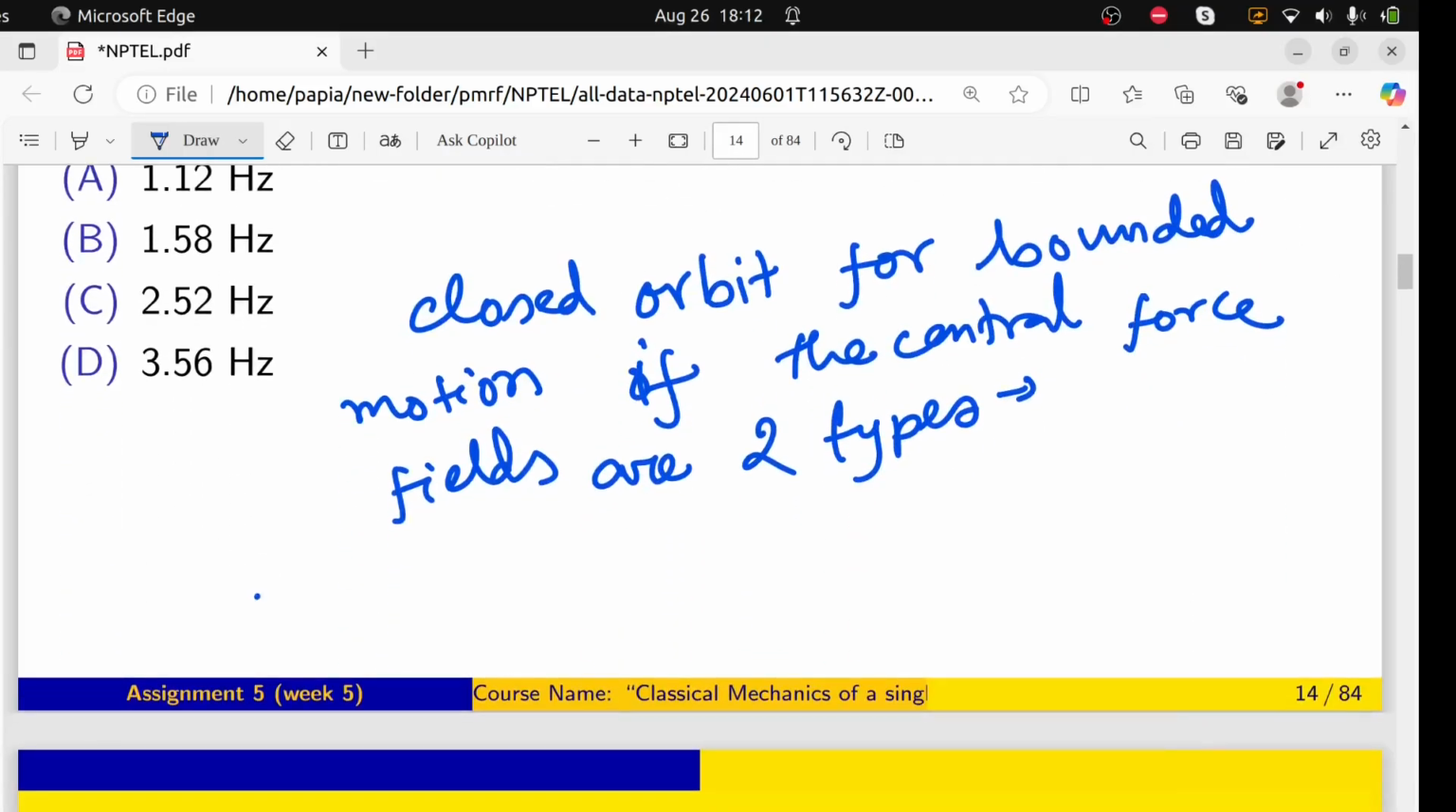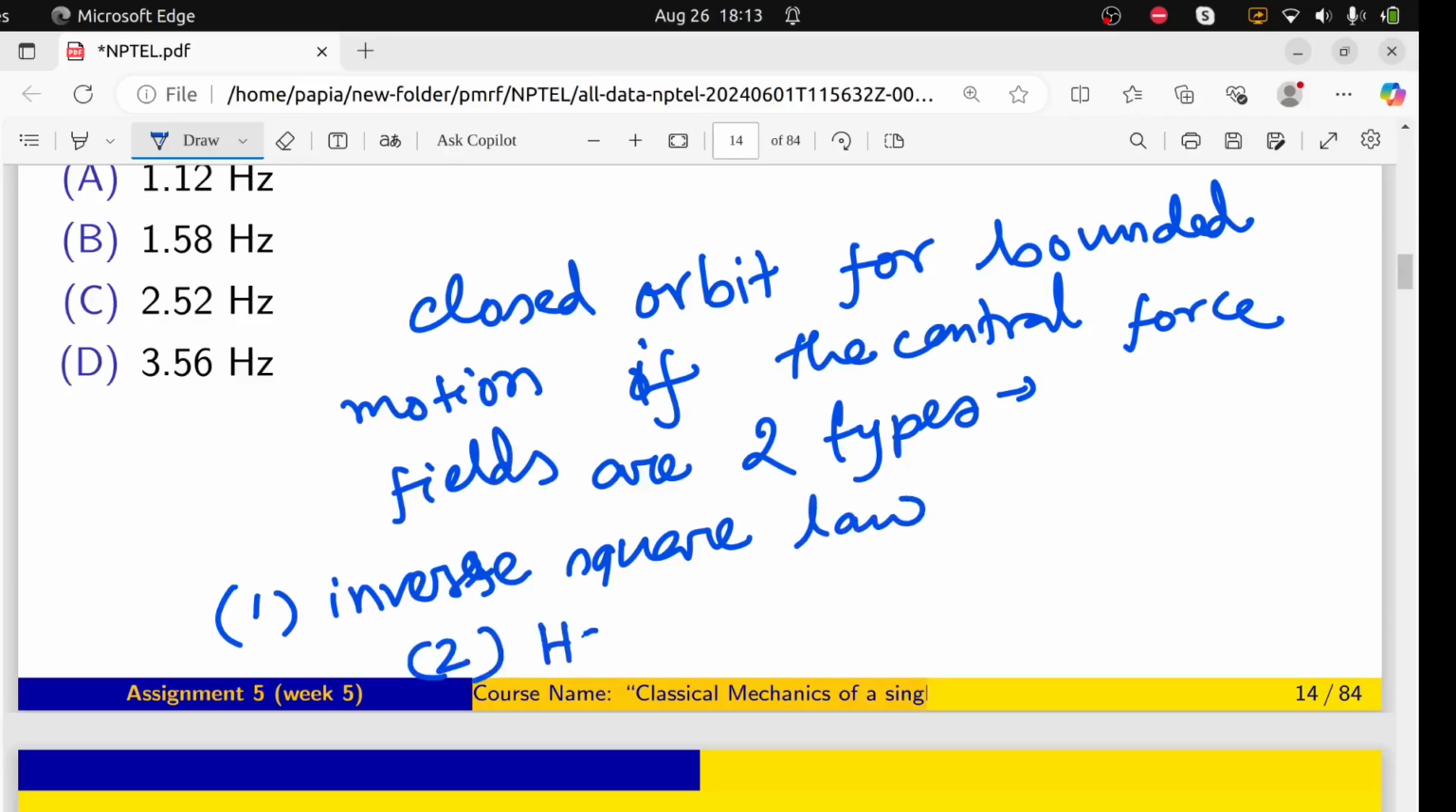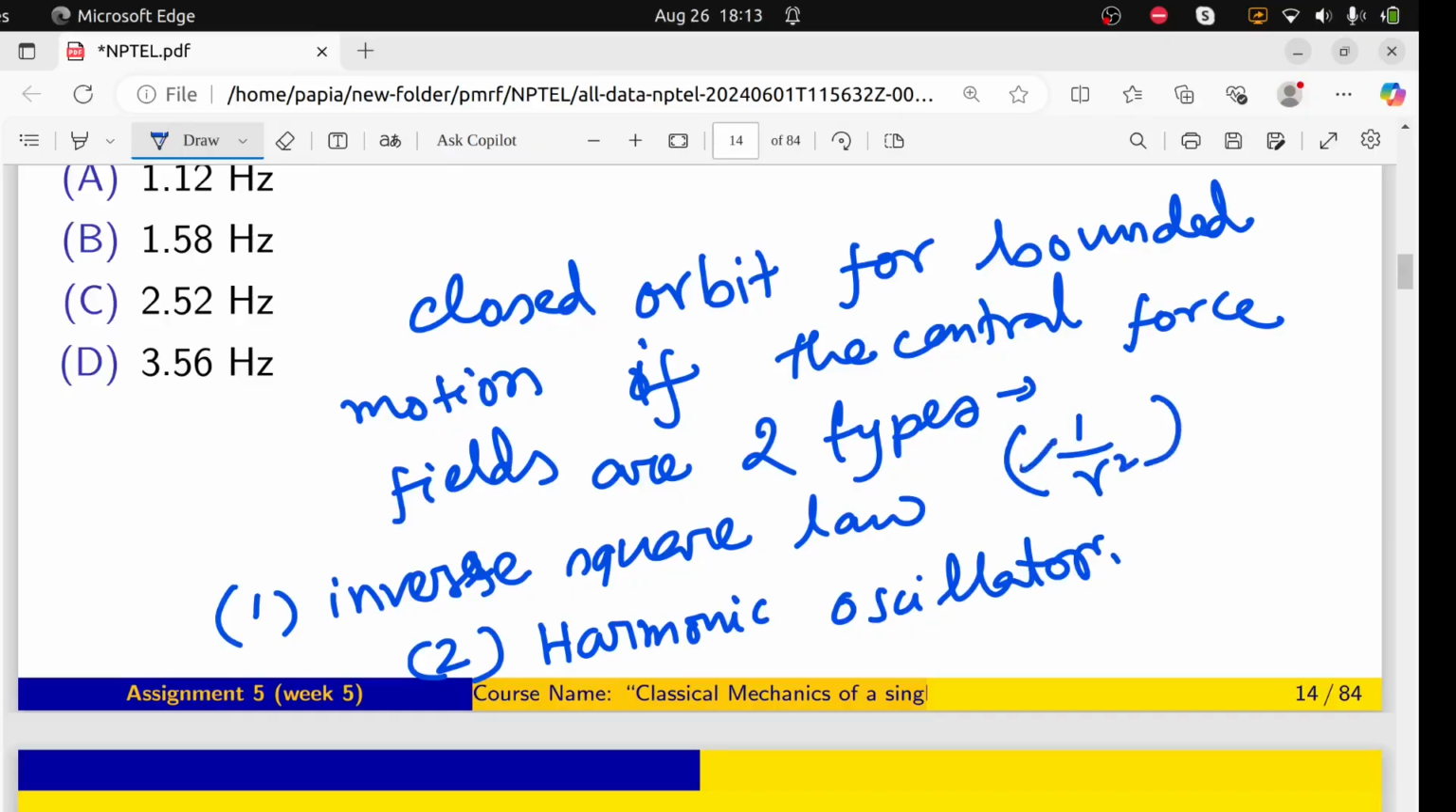Obviously we all know right now that the central inverse square law and the other is the harmonic oscillator. Right? So the inverse square law is 1 by r square, F is proportional to 1 by r square, and here F is proportional to r. Okay, so these two were there.